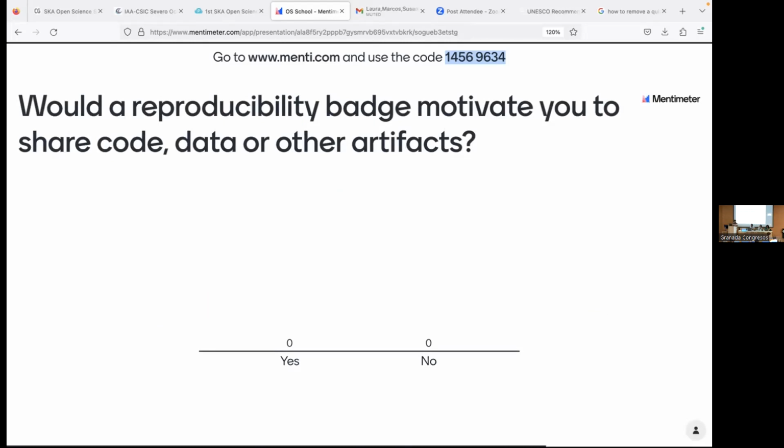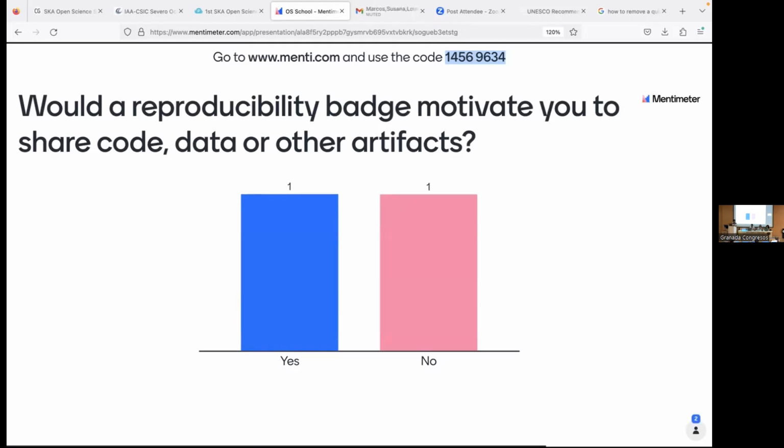Okay, so I think it was Eva, the person who was talking about challenge batches and reproducibility. Something similar to, for example, what was done in the SKA data challenge. Did this kind of batch motivate you to share code, data, or other artifacts? This could be, for example, included in the journal. It could be in your code repository. This can be implemented in many ways, but is this a motivation for you?